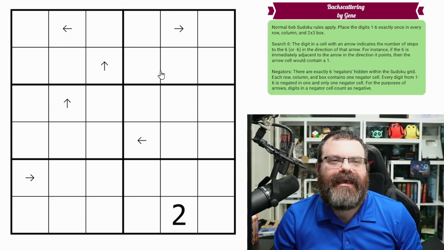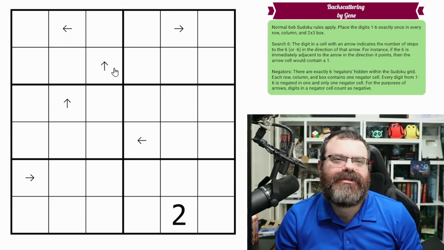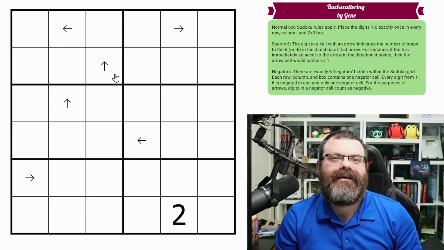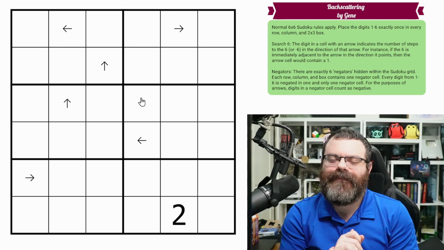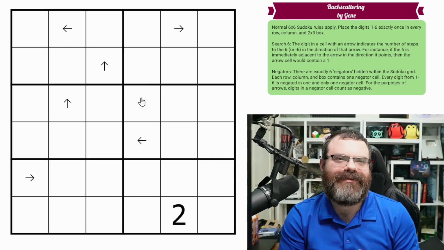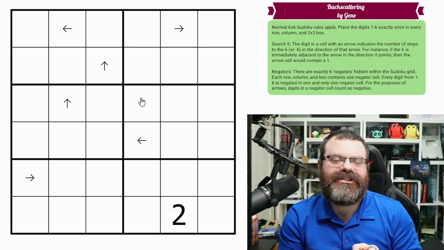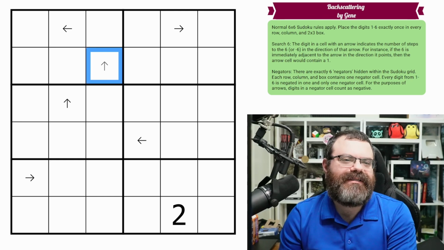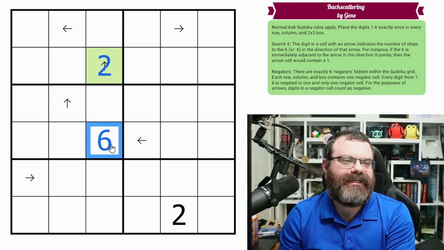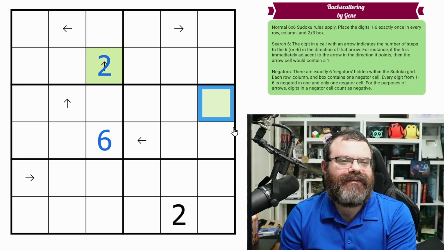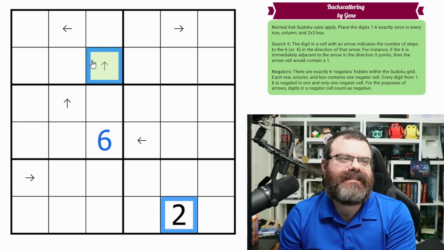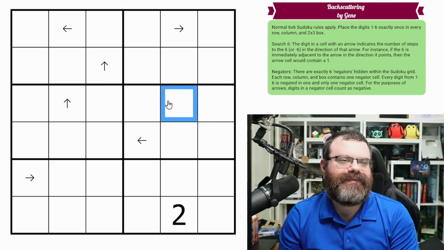All right. And in addition to that, this is very important to remember. I think this is very easy to forget. I've done doublers and stuff in the past where I just completely forget this rule. Every digit from 1 to 6 is negated in one and only one negator cell. So if this ends up being, say, a negated 2, which would put a 6 there, and this was a negated cell, it's not allowed to be a 2. This violates the rule. So we have 1 to 6 once each within the negator cells.